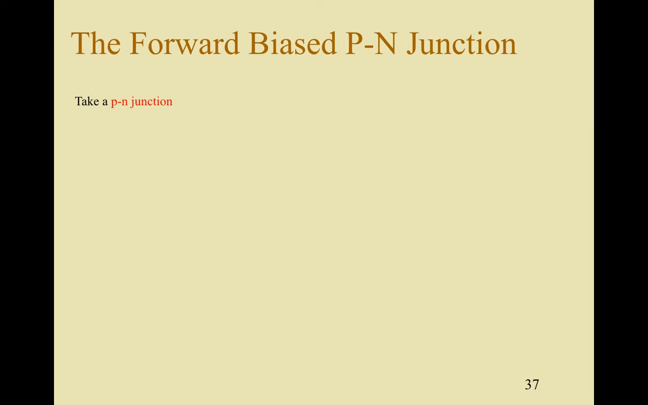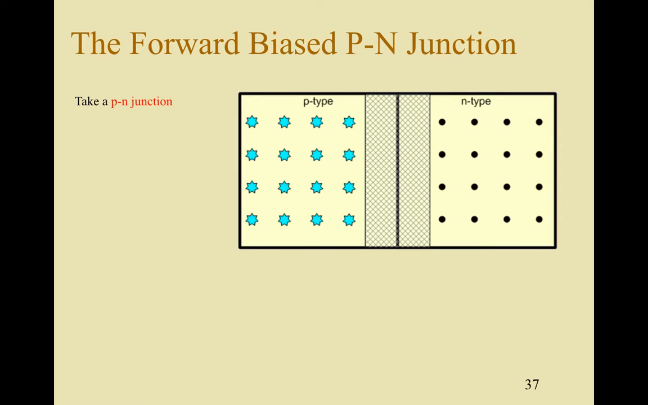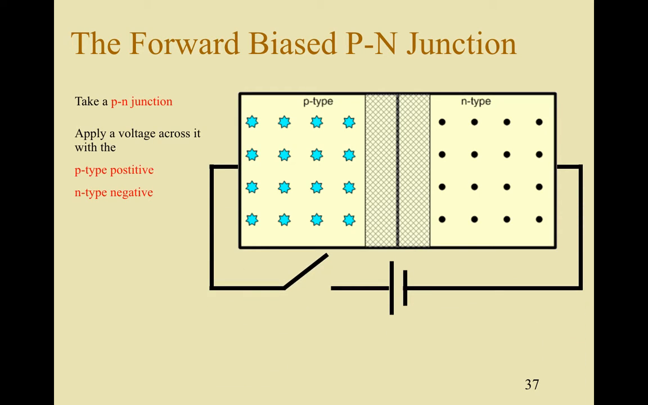Okay, we're on PN junctions. So let's apply an electric field across the PN junction. What we're going to do is connect the battery up, P to the positive and N to the negative terminal of the battery.